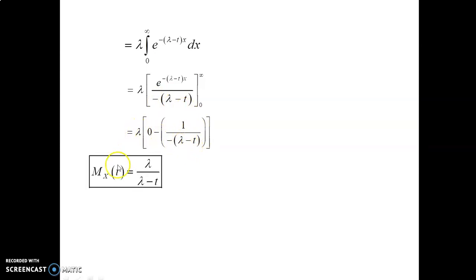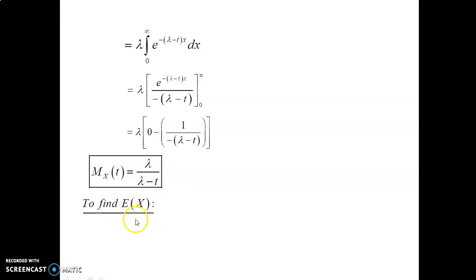Now, integrating this term, we get lambda into e power minus of lambda minus t into x, divided by the coefficient of x, that is minus of lambda minus t, from limits 0 to infinity. Now apply the limits. At the upper limit, e power minus infinity is 0, so the upper limit gives 0. Next, apply the lower limit, x equal to 0: e power 0 is 1, divided by minus of lambda minus t. Now minus into minus is plus, so M_x of t equals lambda divided by lambda minus t.